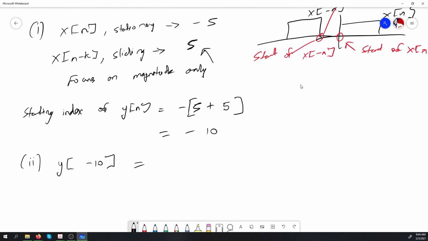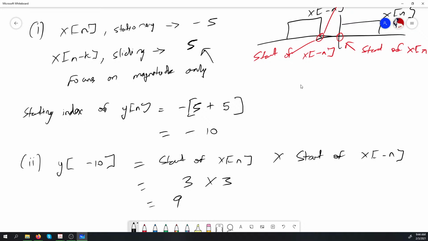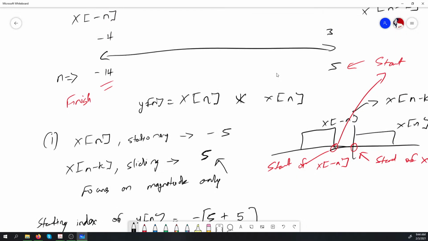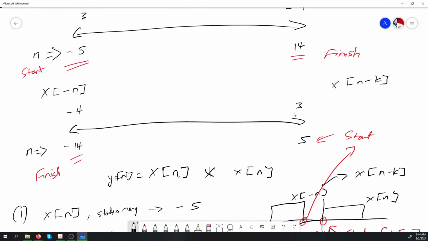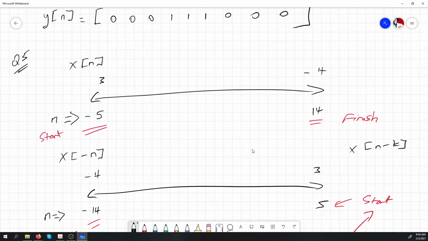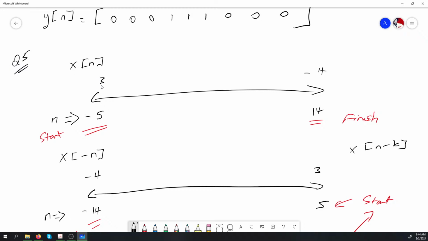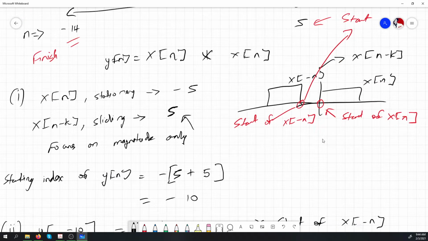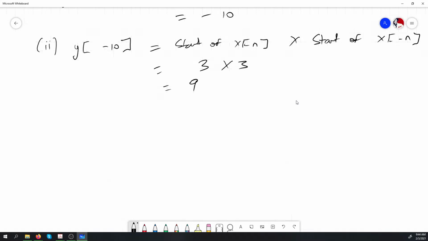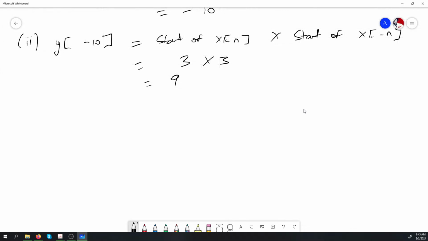So start of x of n multiplied by start of x of minus n. That's 3 by 3, which gives us a value of 9, because the start for x of minus n was 3, and the start for x of n was 3. That's pretty self-explanatory. Let's see part 3 now.